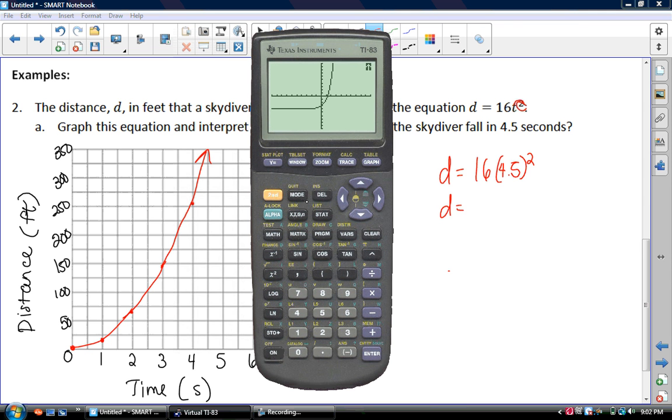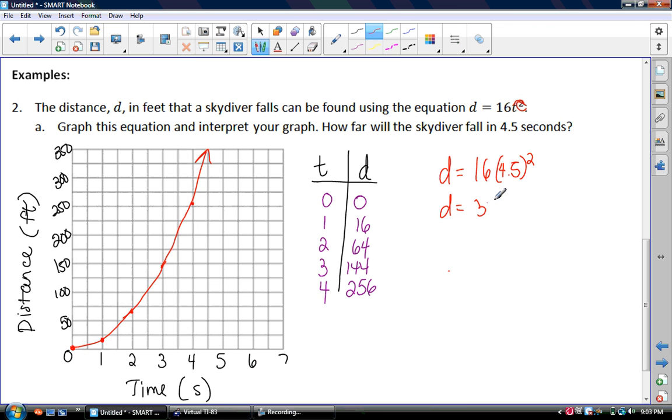So let's get out the graph. Okay, 16 times 4.5 squared. It goes out to 324. 324 feet.